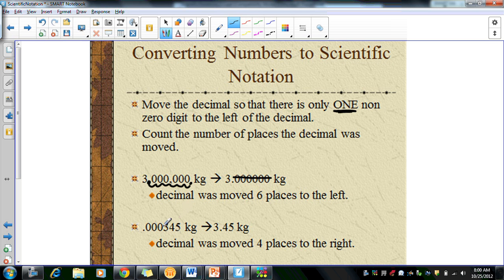So if we had a decimal now, so a very small number, our decimal spot is now actually given to us, and we're going to jump this one until it has one non-zero. 1, 2, 3, 4. So we have to have that 3 in front of the decimal. And the decimal was moved 4 places to the right. Now, how are we going to use these two numbers, this 6 and 4?